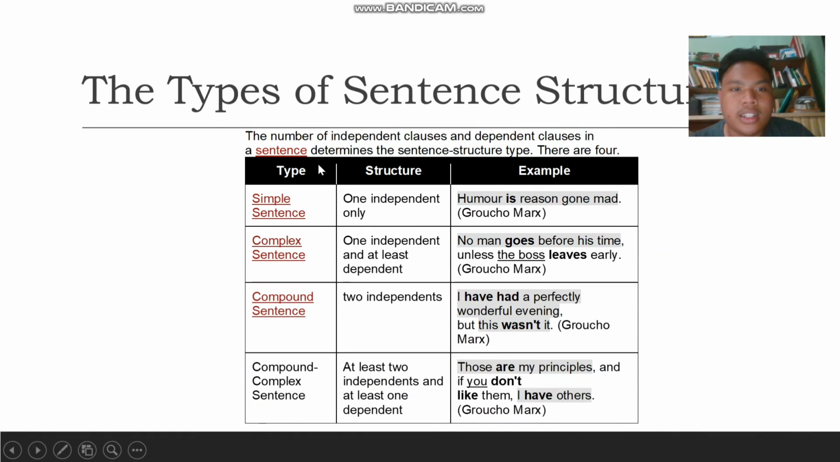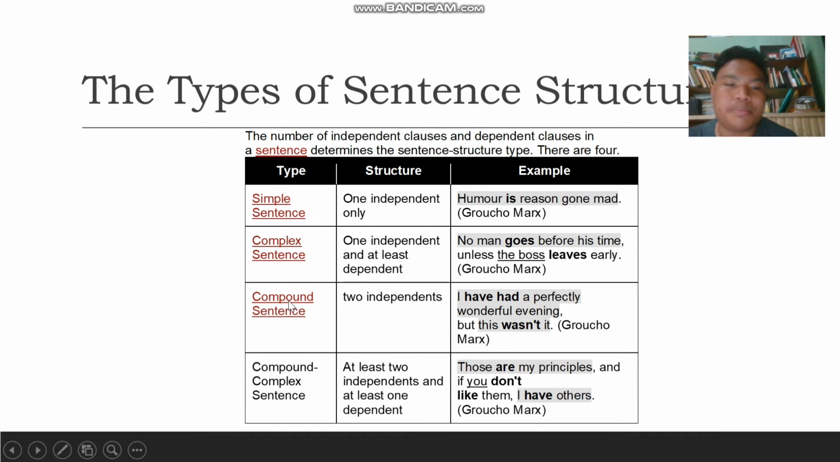There are types of sentence structure. The number of independent clauses and dependent clauses in a sentence determines the sentence structure type. There are four. First, the simple sentence type. The structure is one independent clause only. For example: humor is the reason he got mad. Second, the complex sentence type. The structure is one independent clause and at least one dependent clause. For example: no man goes before his time unless the boss leaves early.